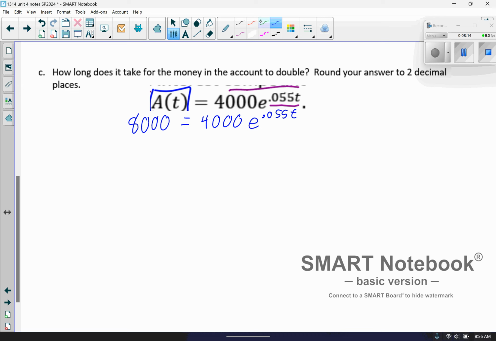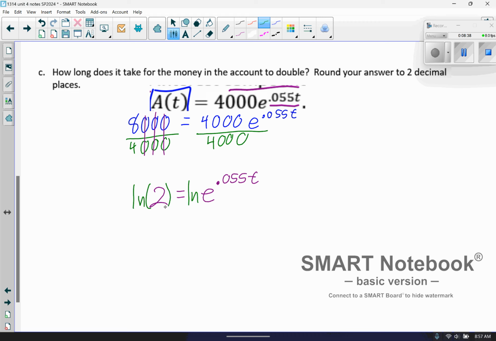0.055t. And this is going to be very similar to the one we just did. It'll actually probably be a little bit nicer, because I'm going to divide by 4,000 to get started. And so once again, I can knock off those zeros. And then 8 divided by 4 is a 2. So that's going to make the numbers a little bit nicer as far as plugging it in. And then once again, I'm going to take the natural log of both sides.